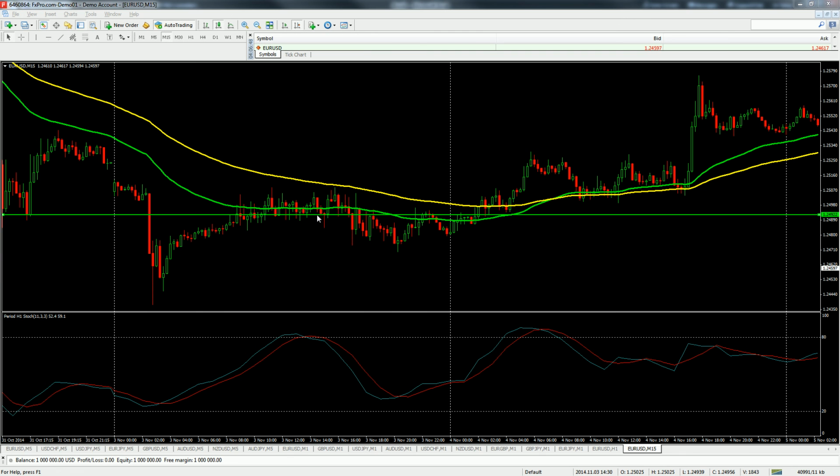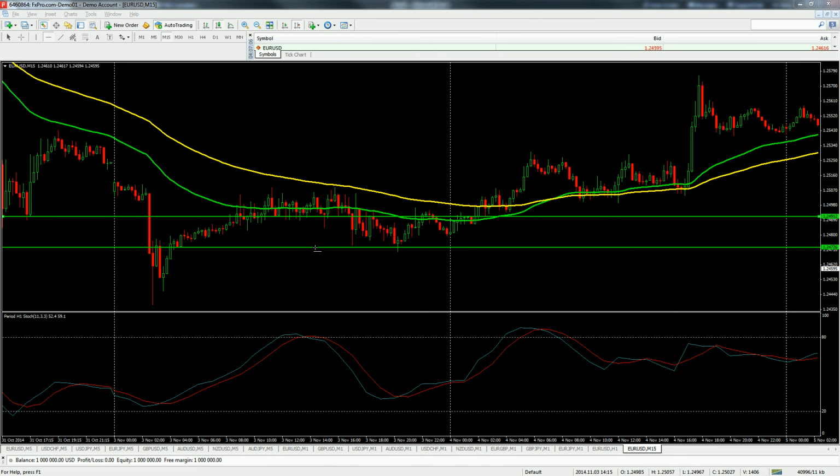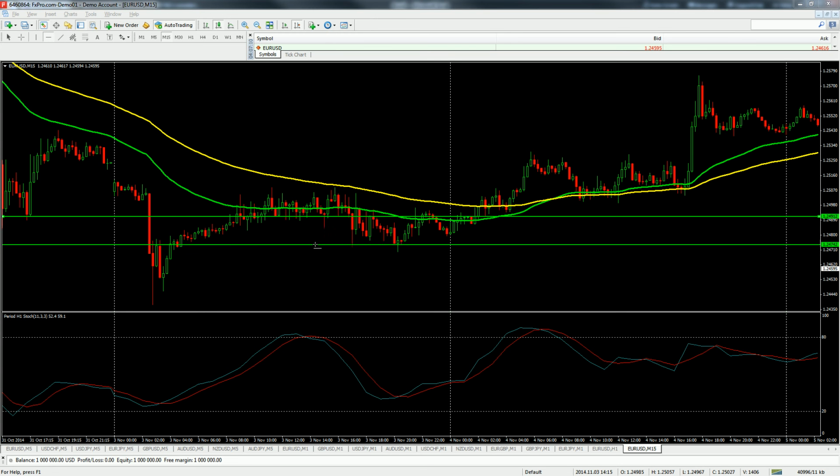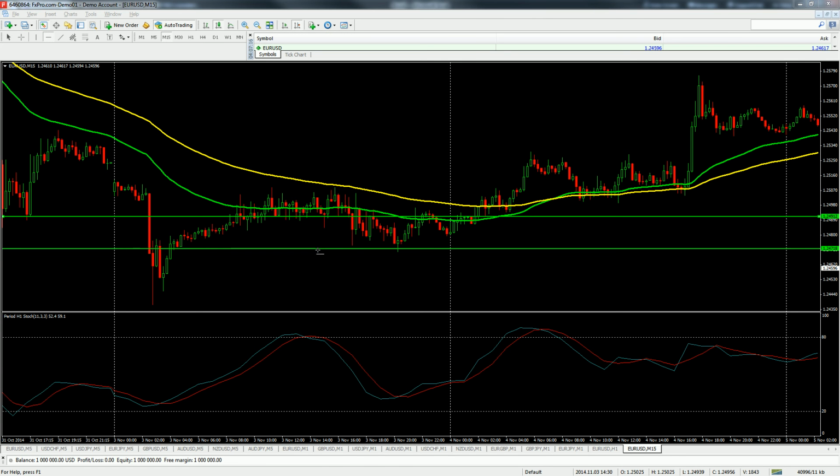Okay, let's say you took the trade right here, 124912, and you want 20 pips. That means you want 12471, right around here. Okay, 20 pips. So it's close to 20 pips anyways. It's a little more than 20 pips, but see, this right here is 20 pips.